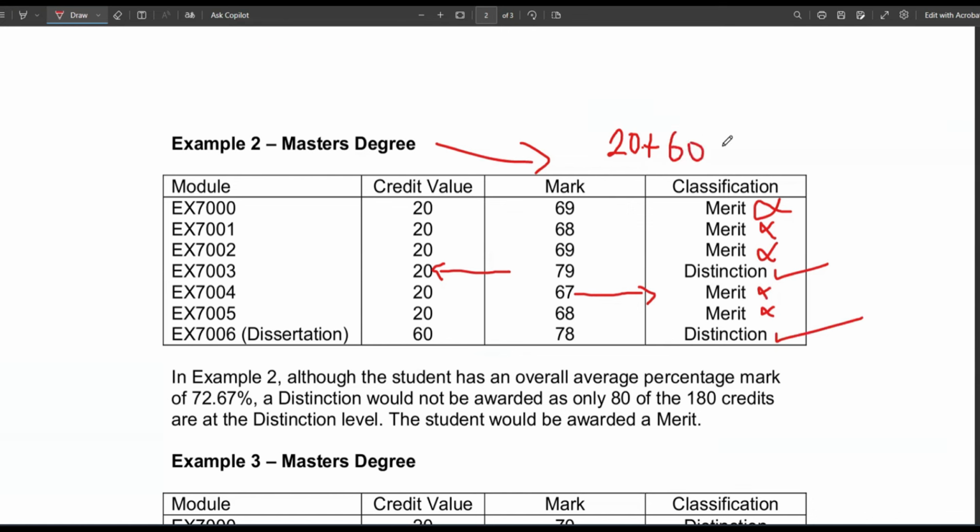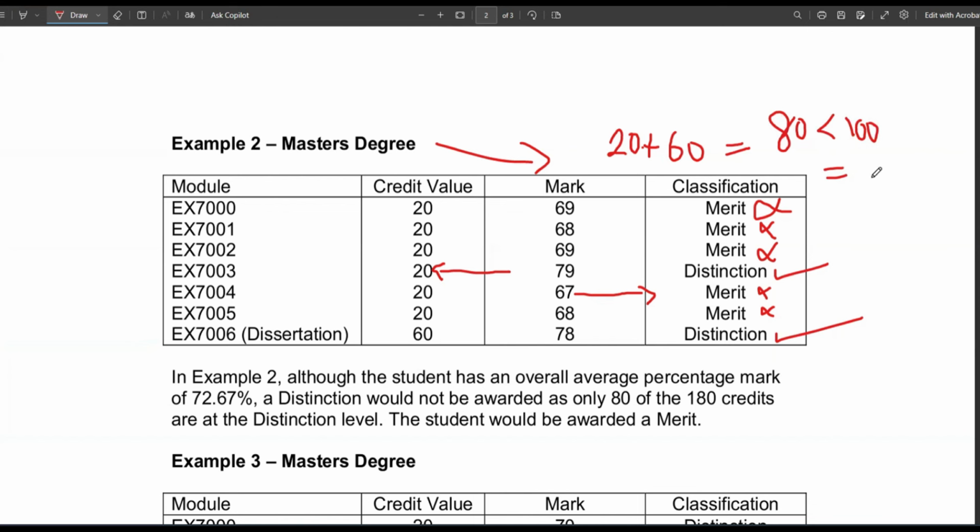So now, when you add these two together, it's giving us 80, which is below, less than 100. Which means the person cannot graduate with distinction, because the total credit value the person has been able to build on distinction classification is just 80, which is less than 100 for distinction classification.